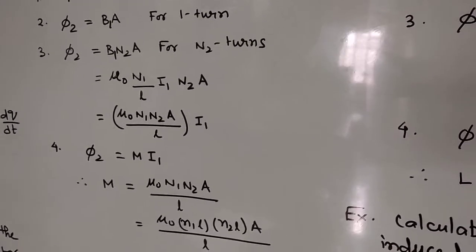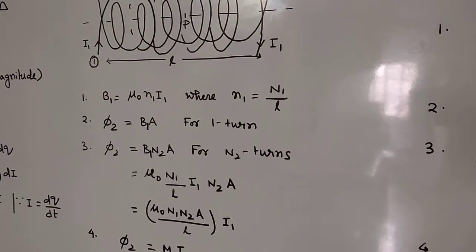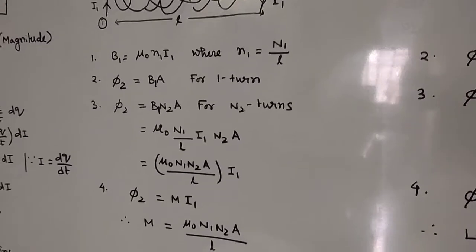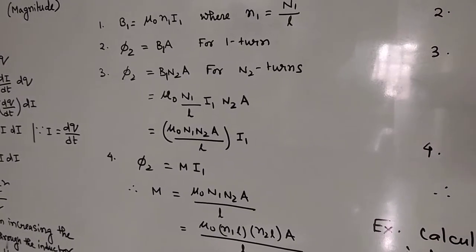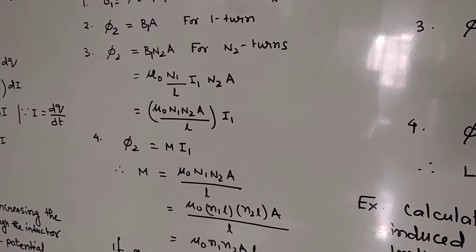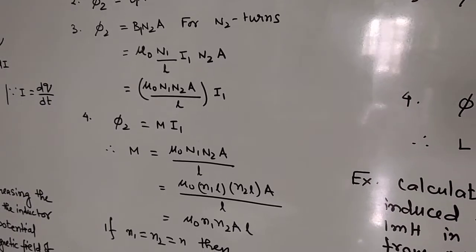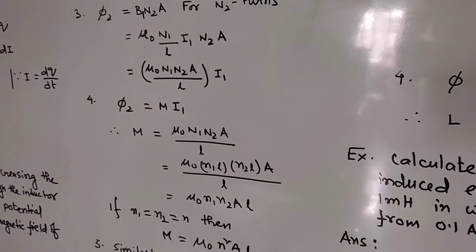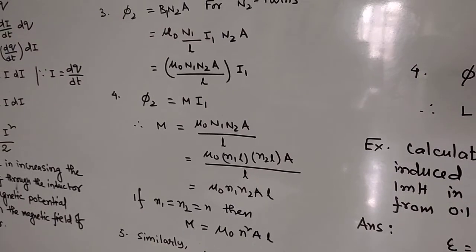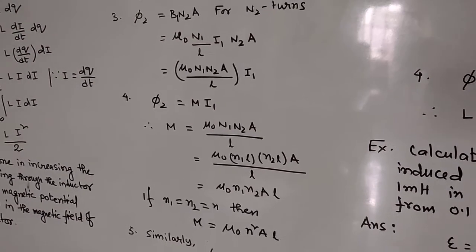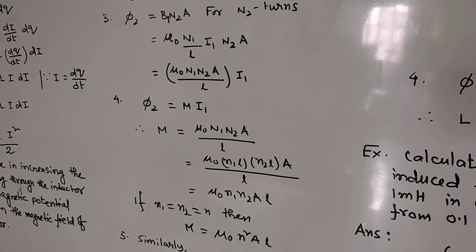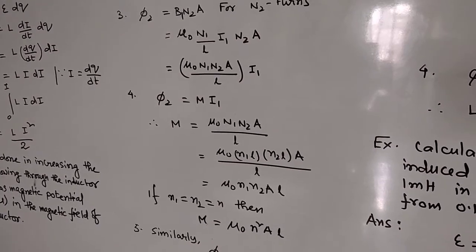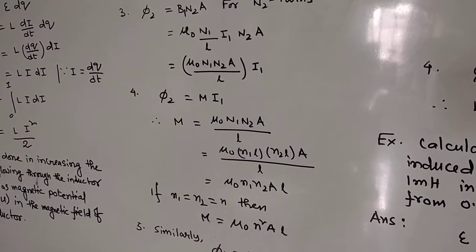A by L. So N1 is your total number of turns in 1 and N2 is the total number of turns in 2. So in place of capital N1 you can use small n1 L, and in place of capital N2, you can use small n2 L, A divided by L. So if you simplify, it comes out to be mu naught n1 n2 L, L goes off, L A. If n1 and n2 are equal to n, it means if the total number of turns per unit length is the same in both solenoids, then M comes out to be mu naught n square A L.